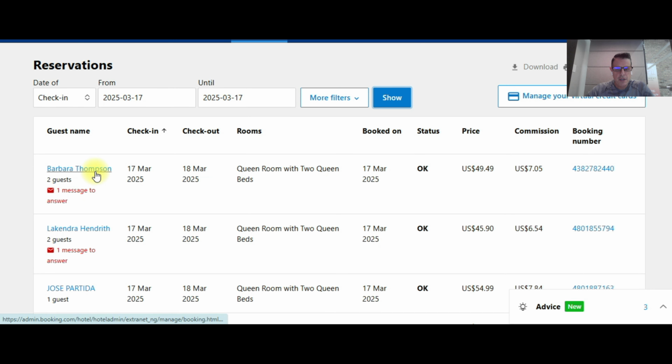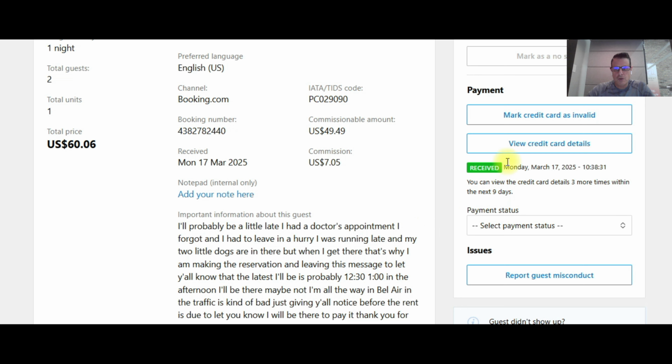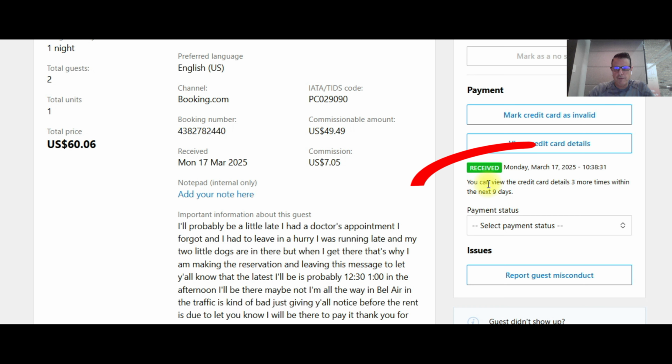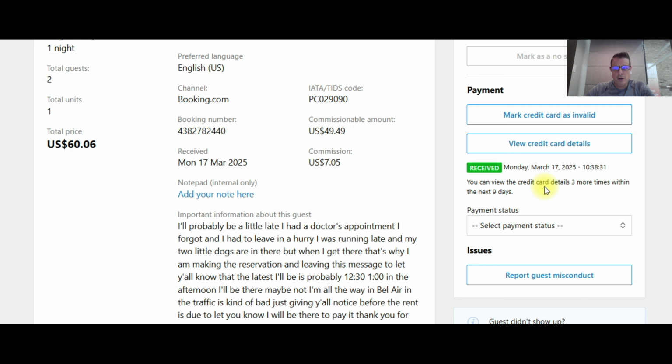You would just go to this person here because it's the morning of the 17th, and you have a 24-hour cancellation policy. So you want to verify that this person's credit card details are valid. You want to make sure they put a valid credit card in there to hold the room. So you click on their reservation there, and in Booking.com, you can scroll down and you can view the credit card details. Now, I don't want to do this here because if you read below, it says you can view the credit card details 3 or more times within the next 9 days. So what that means is that you can't keep going in here and clicking in here and checking the credit card information. You can only go in here 3 times to check the credit card information.